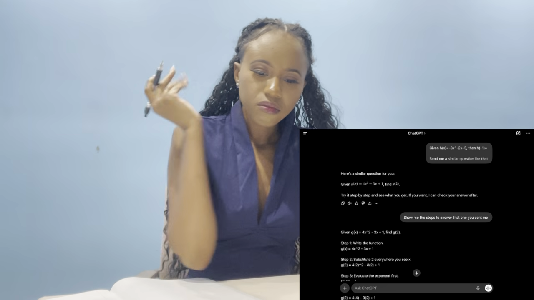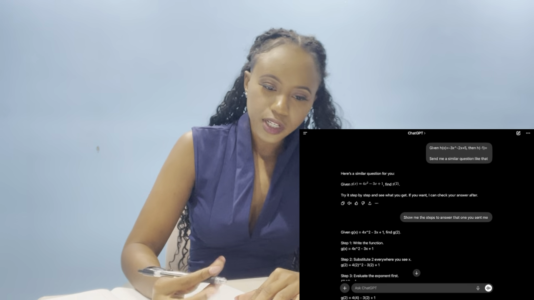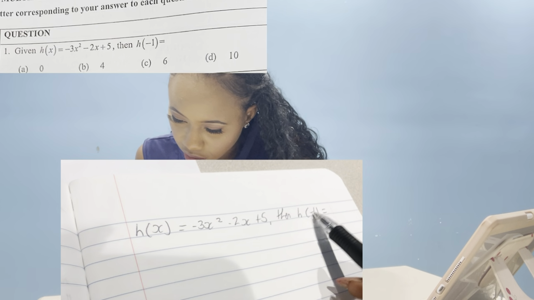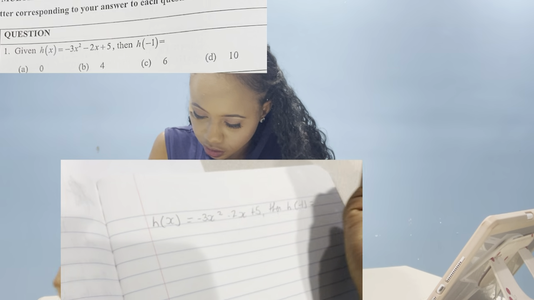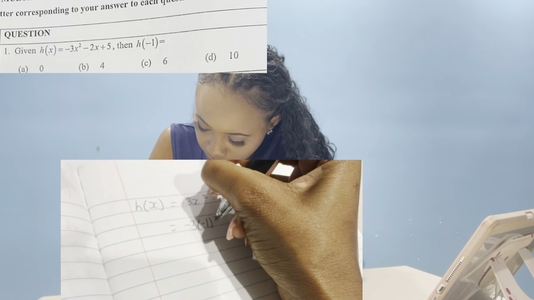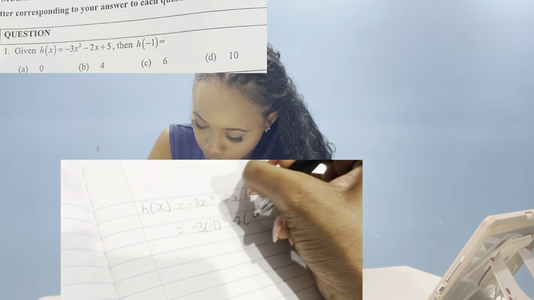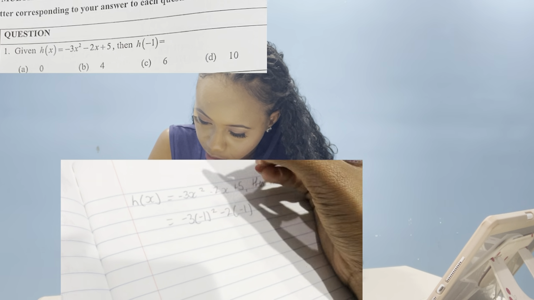So now, let's do that first question. So I'm going to substitute negative 1 everywhere I see x. So let's go. So that would be equal to negative 3, open bracket, negative 1, squared. So everywhere you see x, make sure you put the negative 1 in brackets. Minus 2, open bracket, negative 1, plus 5.